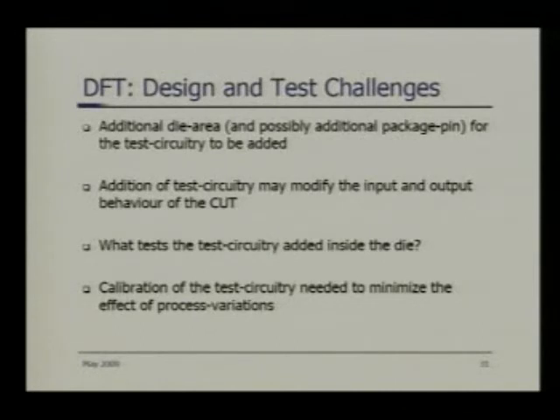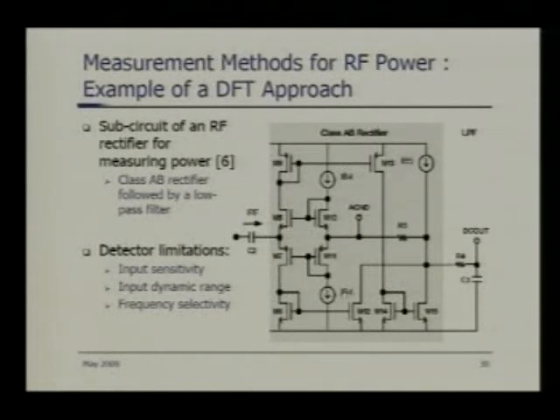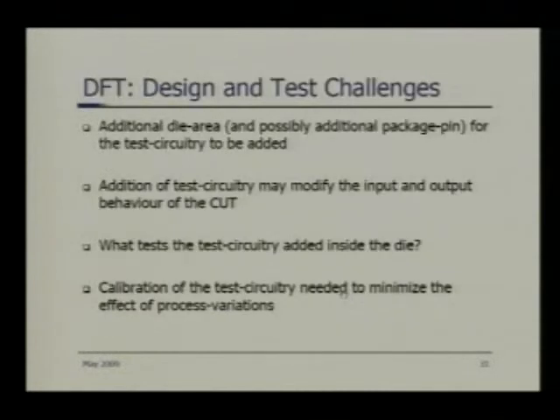So the main challenges of design for test, like this one, are these. We are designing a circuitry to measure a certain specification, which is RF output power from the circuitry. First is the additional die area it will take. There is a question: we are putting a circuitry within the die, so who is going to test the test circuitry itself, right? So addition of the circuitry can affect the performance of the original circuitry itself. So there is a challenge too.